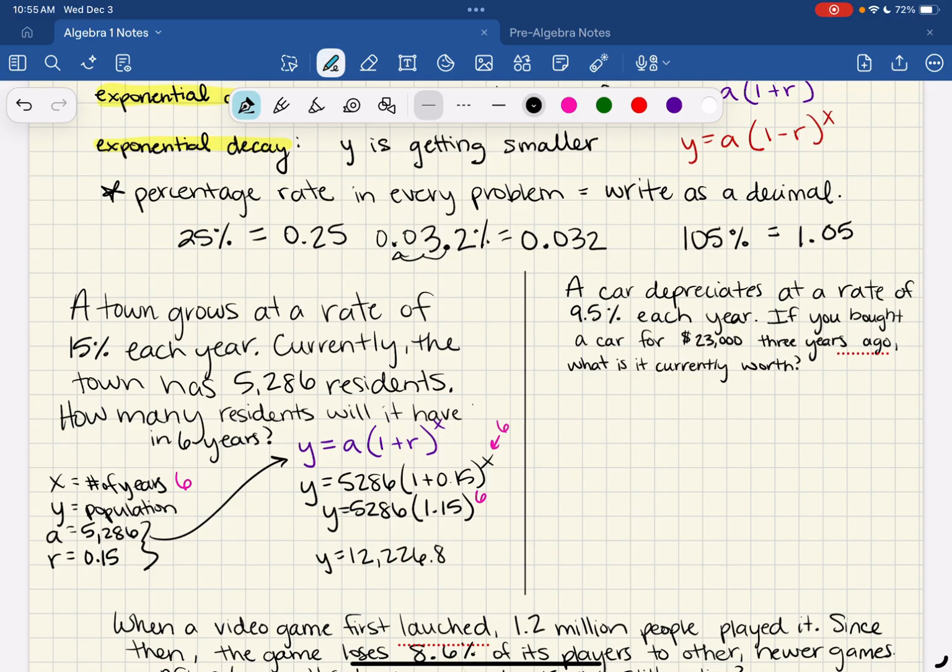12,226.8. That 0.8 will round it up to 27. So what does this mean? After 6 years, the town has 12,227 people. Good, everything there made sense, right? We did all of our math, we used our exponents, we've used all of our previous knowledge about this, and we found how many people this town is going to have.